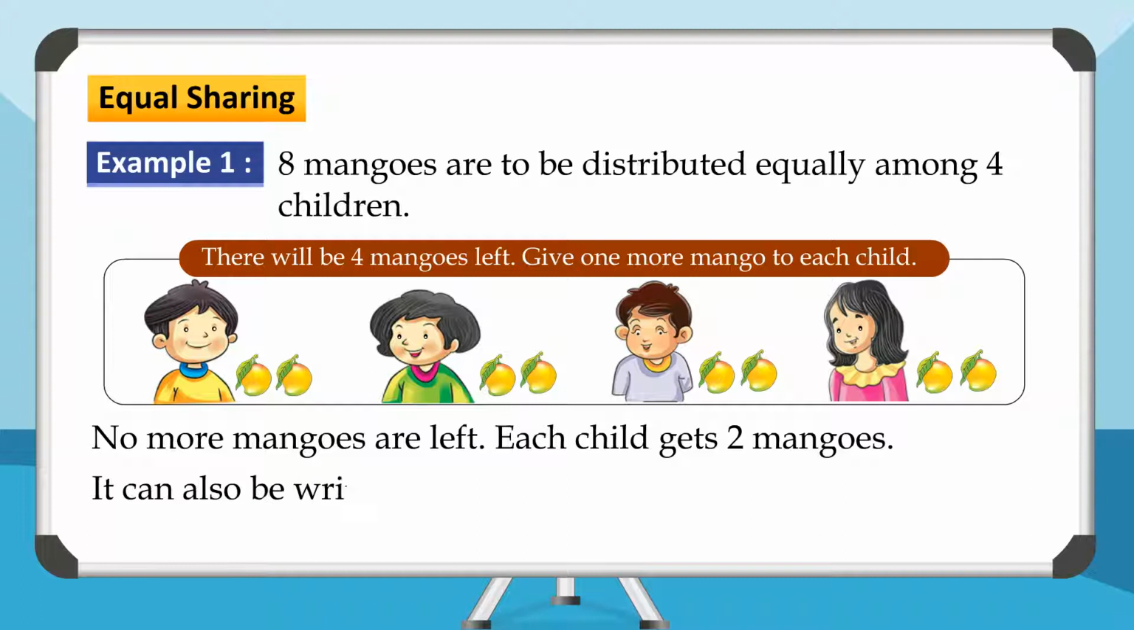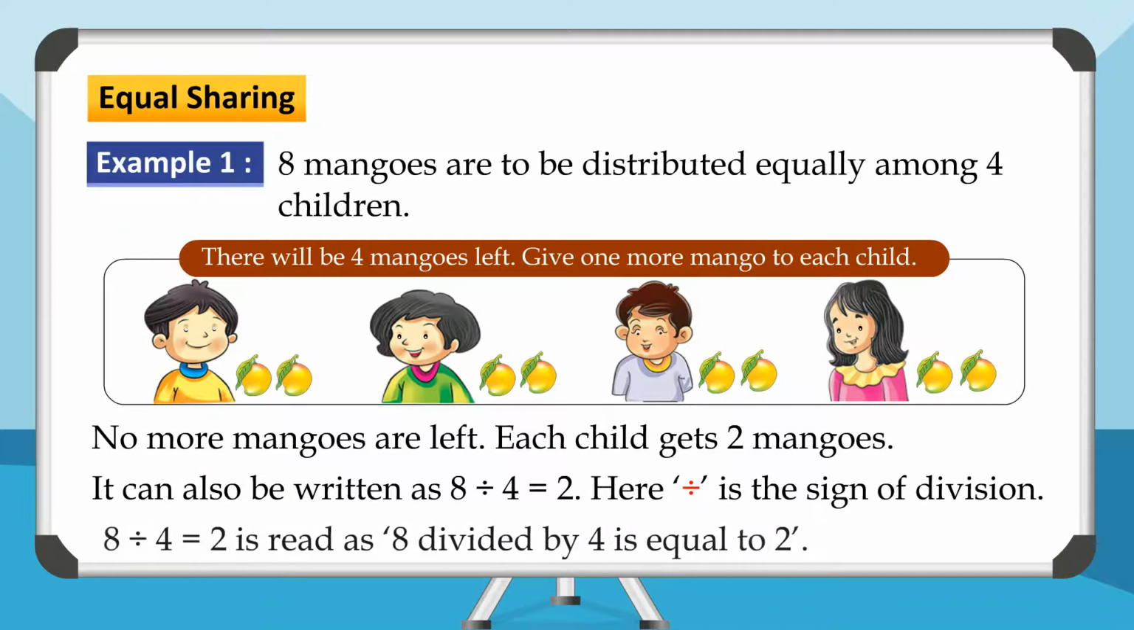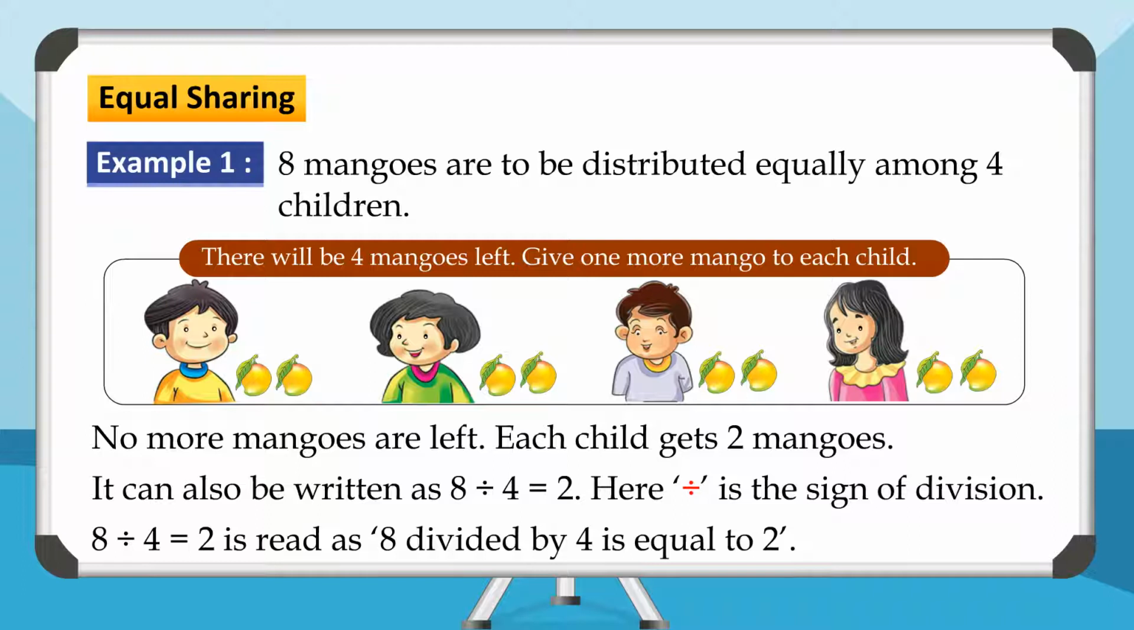It can also be written as 8 divided by 4 is equal to 2. Here is the sign of division. 8 divided by 4 is equal to 2 is read as 8 divided by 4 is equal to 2.